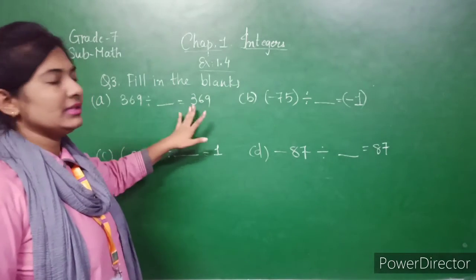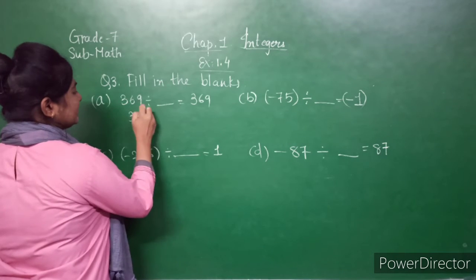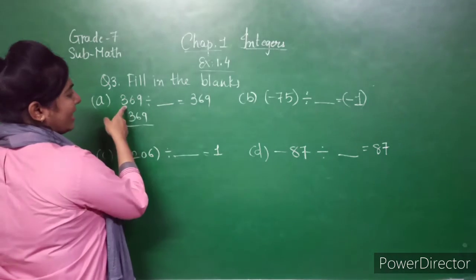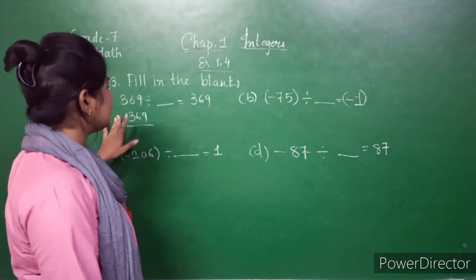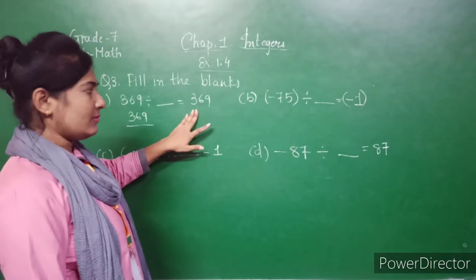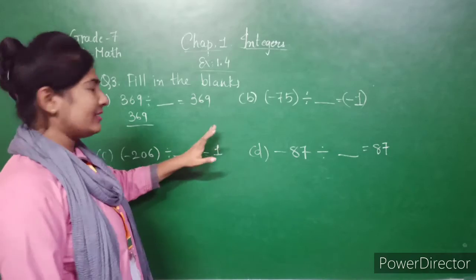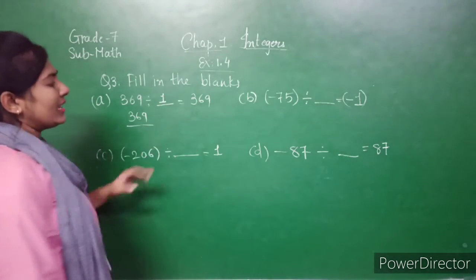Fill in the blanks. 369 divided by 369. So let's check. Here this is the LHS and this is the RHS. So here 369 is given in the LHS and in the RHS 369 is given. So here 369 is divided by which number? We get 369. So we know that 369 divided by 1, we get 369.